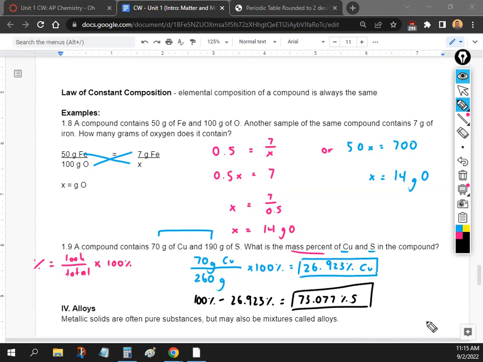Okay, the last section is about alloys. There is one practice problem I put on the very bottom, but I'm not going to go over that one, but I'll give you the answer. If you guys want to figure out why that's the answer, you can. But the answer to 1.10 is D. If you guys want to write that down. 1.10, the answer is D as in density.